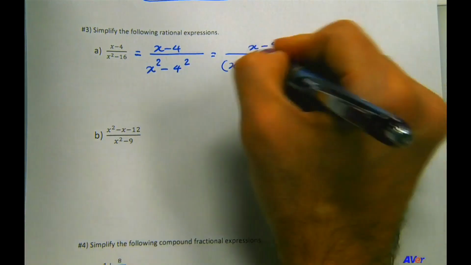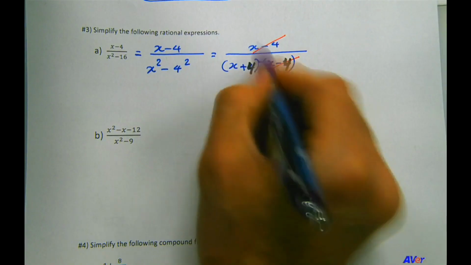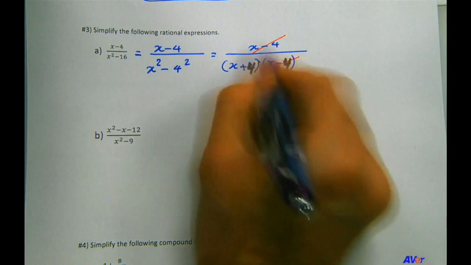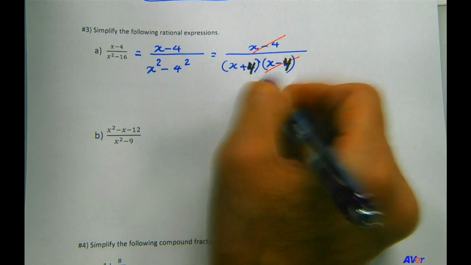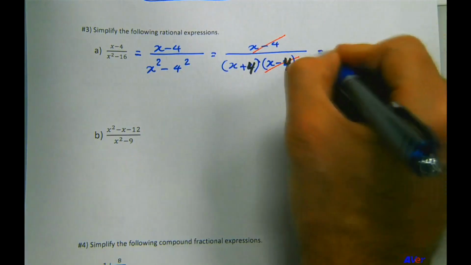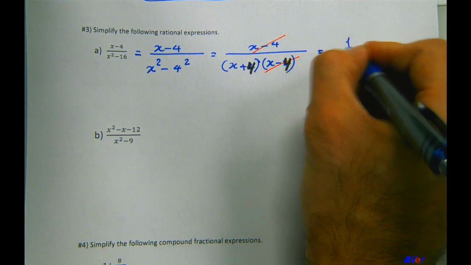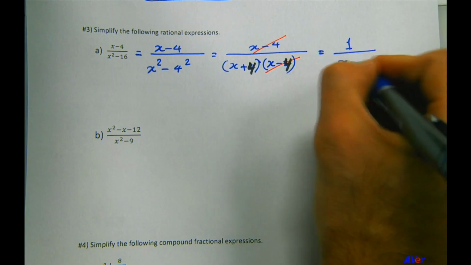Okay, is there anything we can cancel? Absolutely. This one and this one can cancel because everything is being multiplied and divided here. So this whole thing can be canceled with this. So we end up with 1 over x plus 4.